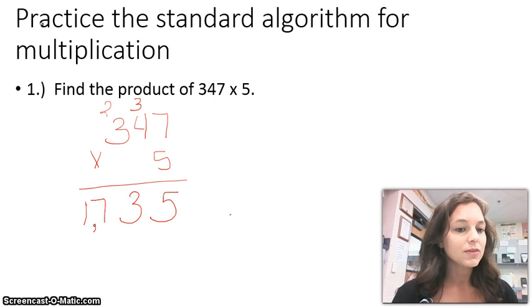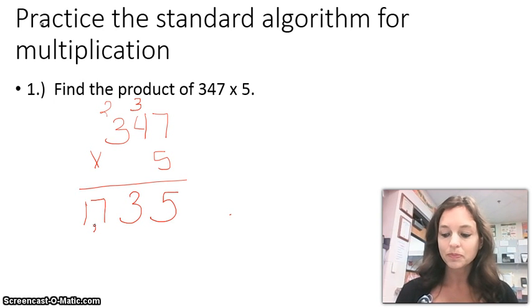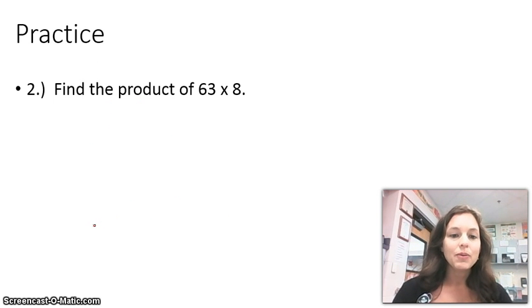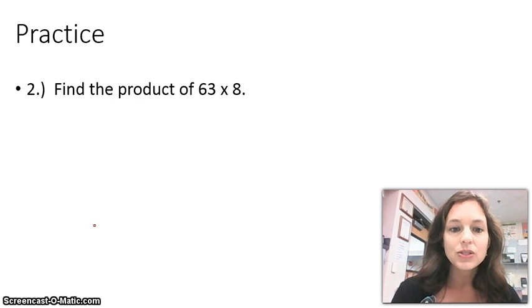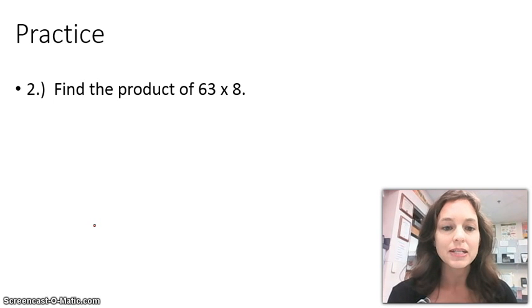If you got that right, give yourself a pat on the back. If not, make your corrections, and let's move on. All right, now we have 63 times 8. Go ahead and solve this problem, and when you think you have a great answer, turn it back on, and we'll solve it together. We'll see if you were right.